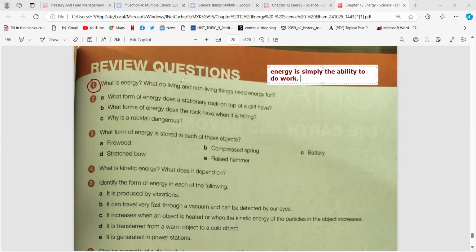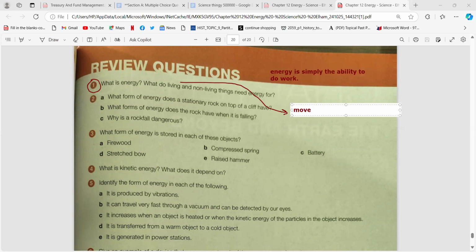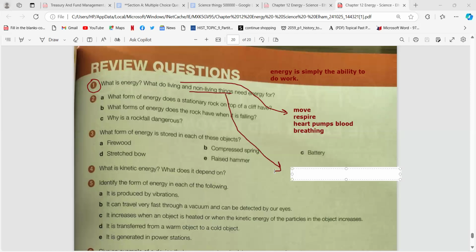So living things will need energy in order to do the life processes, in order to move, in order to look for food, in order to respire. The heart pumps blood throughout the body. This will require energy. So breathing will require energy. And non-living things will not be able to operate without energy. For example, batteries, cars, and other things, electrical stoves, gas stove, anything like that will not be able to operate without energy. So in order to do all of these things, you will require energy.